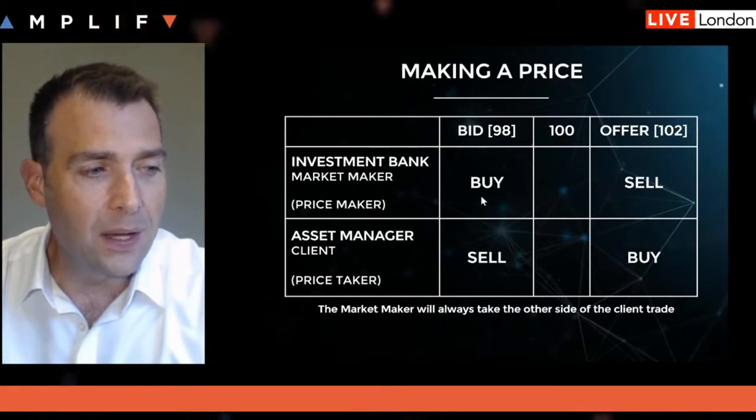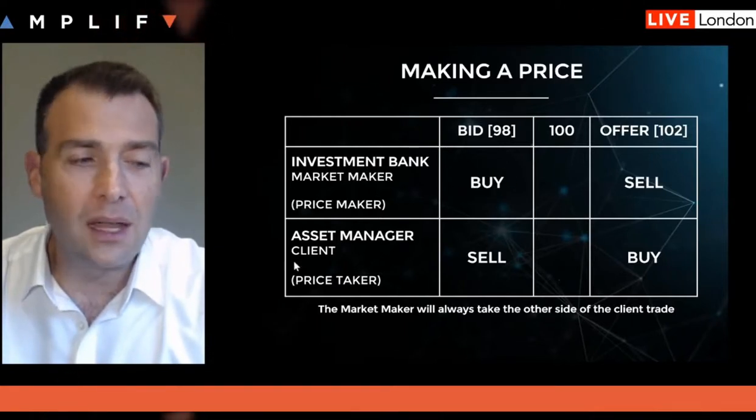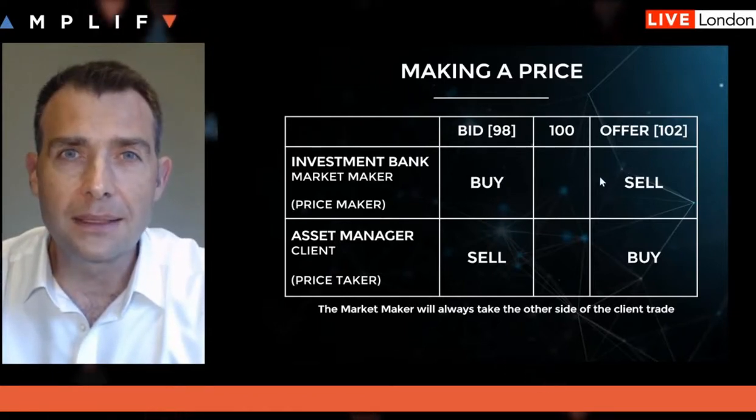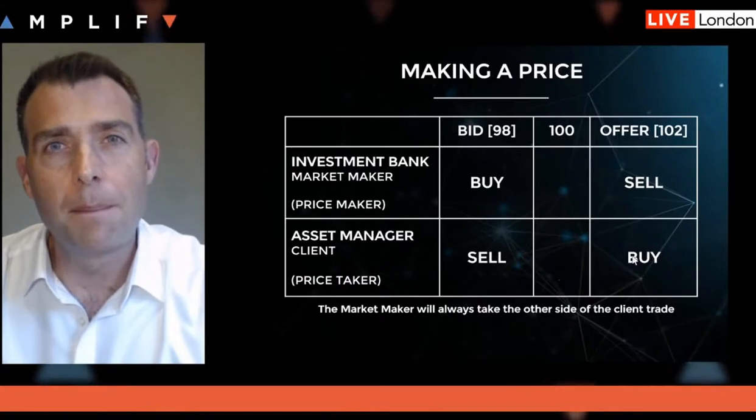The bid is where the bank buys. The client sells into the bid, okay? And the offer is where the bank sells. The client buys into the offer.